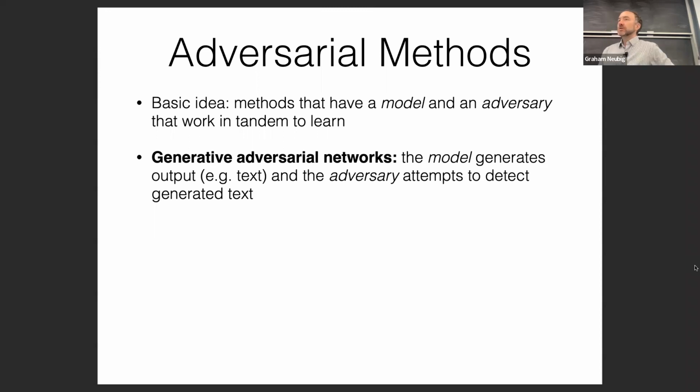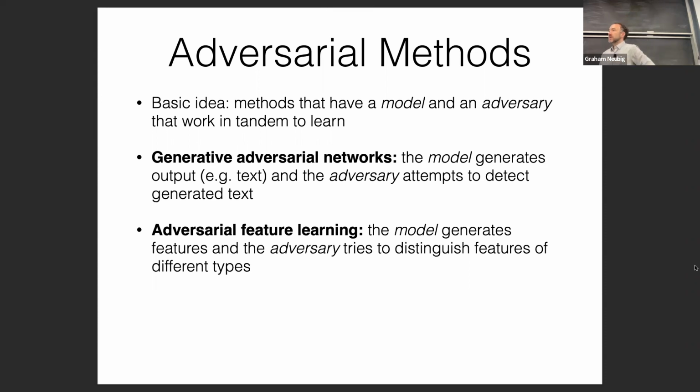A lot of people, when you hear adversarial methods, think about something called generative adversarial networks, or GANs. Basically, these are when the model generates an output, such as text, and the adversary attempts to detect generated text. It attempts to detect whether the output has been generated or whether it's a naturally occurring output.